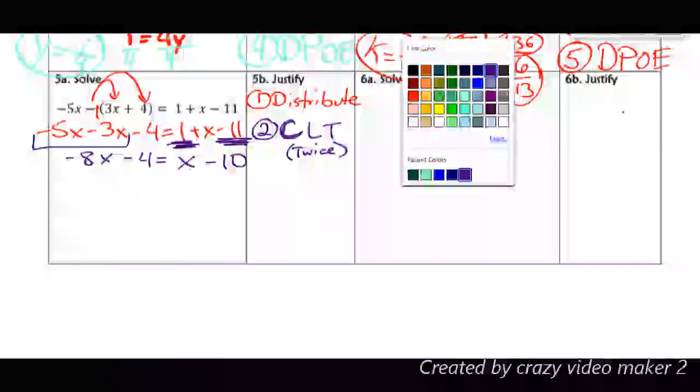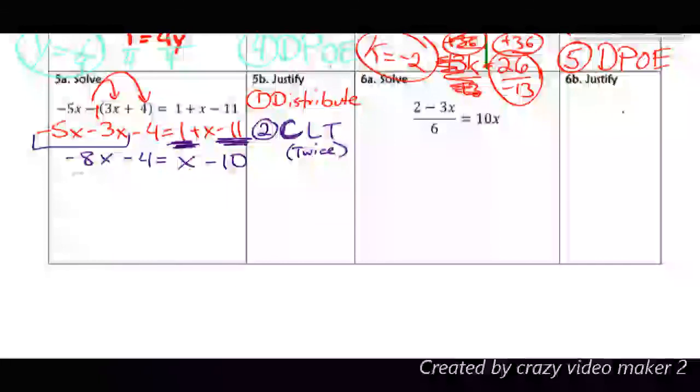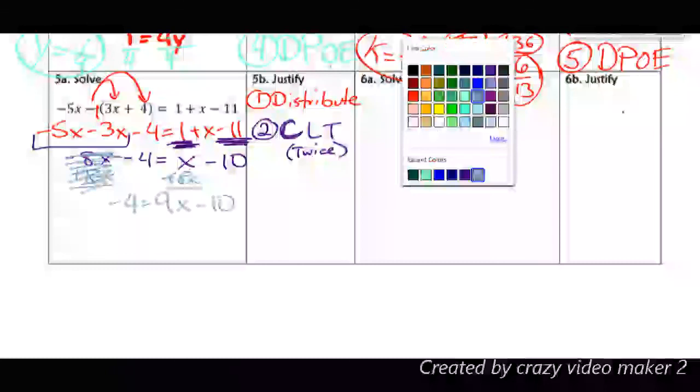It really doesn't matter which side you decide to go with. I'm going to decide to cancel out this negative 8x as my next step. Plus 8x and plus 8x. I'm trying to think about how to cancel out a negative 8x. You can't divide in this step. Not all of your x's are combined to one side yet. Combine all of them together. By canceling this out on the right side, that leaves me with negative 4 equals 9x minus 10.